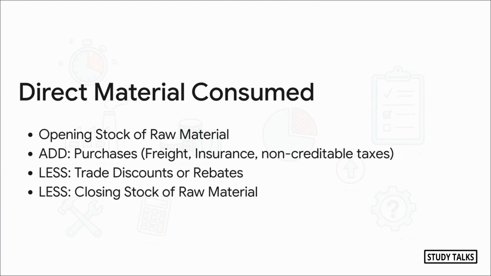No guesswork involved. Okay, now here's where ICAI loves to play games, so listen up. Calculating this isn't always as simple as opening stock plus purchases minus closing stock. No. You've got to remember to add in those extra costs, like the freight to get the material to your factory, that's freight inwards, and any taxes you paid that you can't get credit for. And just as important, you have to subtract things like trade discounts. Seriously, these little adjustments are exactly where students drop marks, so be super careful with this calculation.